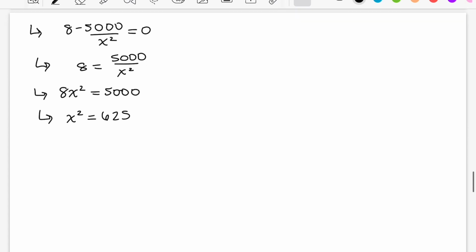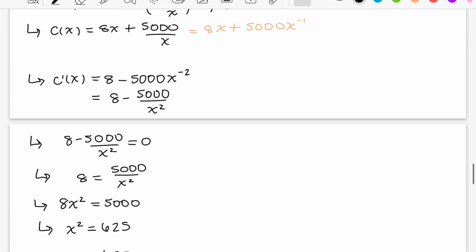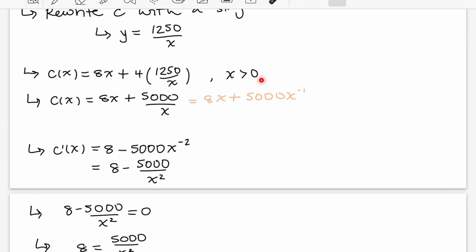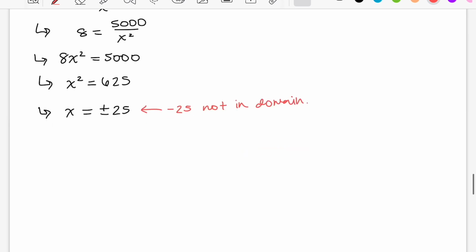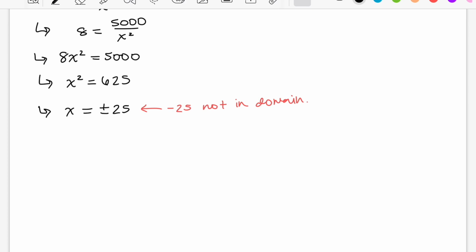All right, and then solving for x completely, so taking the square root on both sides, we get that x is equal to plus or minus 25. But remember, we said that x had to be greater than 0, so x has to be positive. So this tells us that negative 25 is not in our domain. So 25 is our only critical number.